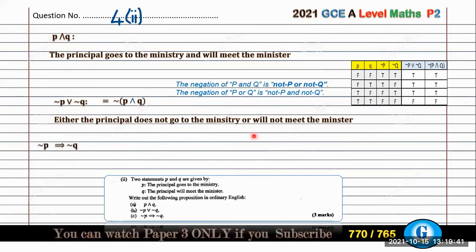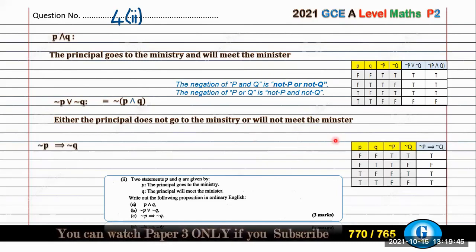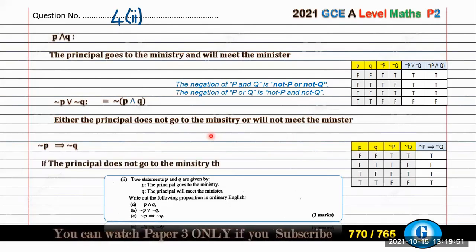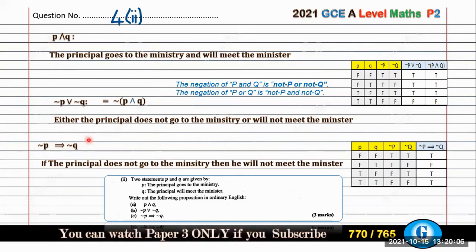All right, so the negation of P implies negation of Q. Equally, the truth table tells us that this is what we have. Negation of P implies negation of Q. So if the principal does not go to the ministry, then he will not meet the minister. So the principal does not go to the ministry. The principal does not meet the minister. So if he does not go, he will not meet the minister. Okay.